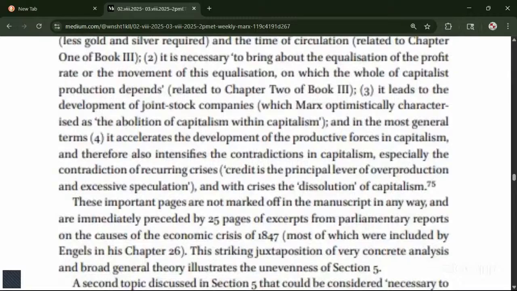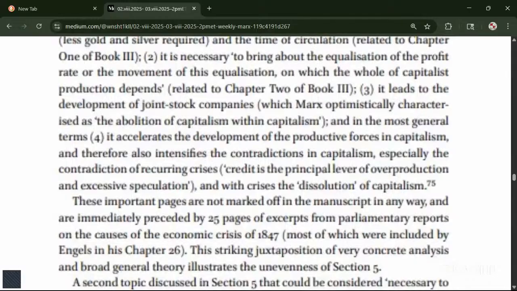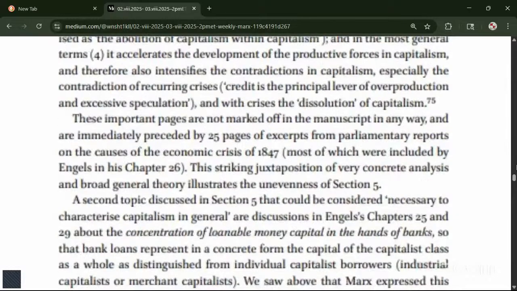Footnote 75. These important pages are not marked off in the manuscript in any way and are immediately preceded by 25 pages of excerpts from parliamentary reports on the causes of the economic crisis of 1847, most of which were included by Engels in his chapter 26. Now, this striking juxtaposition of very concrete analysis and broad general theory illustrates the unevenness of Section 5.